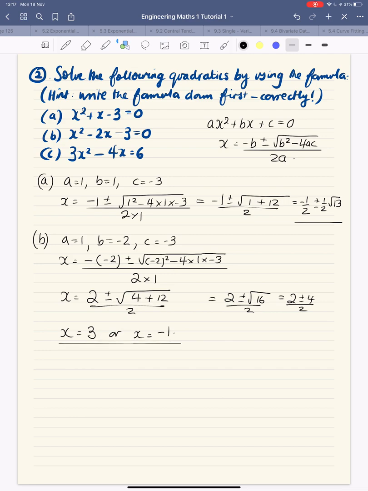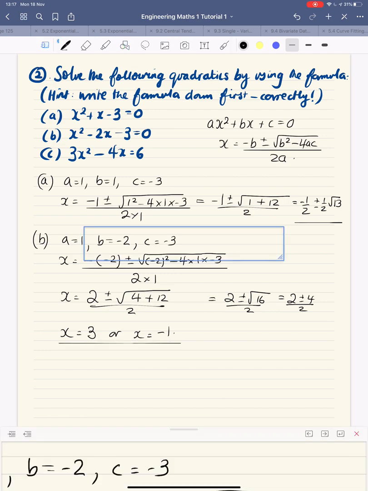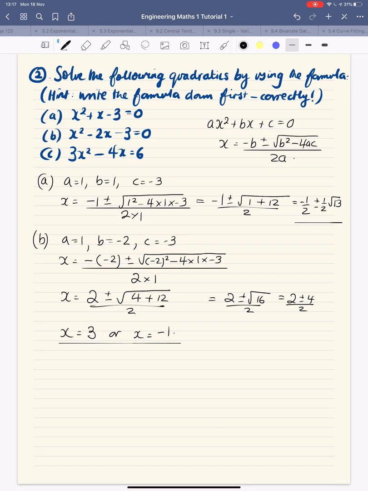Oh no, I've got answers for everything yet. Still got another set of answers to find. Let's just close that down. C. A is 3, B is minus 4. And this one, because it's got to be ax squared plus bx plus c equals 0, so the c is minus 6.